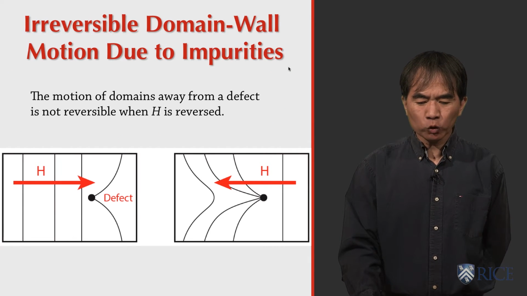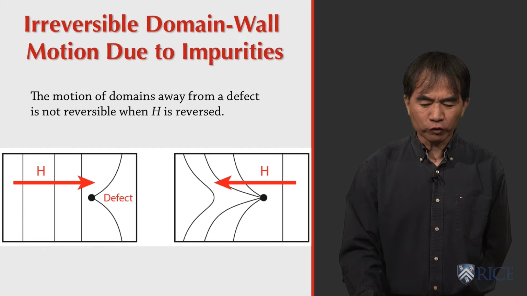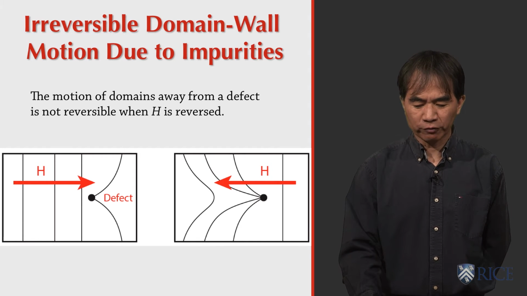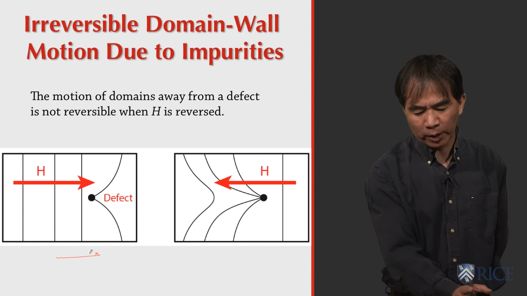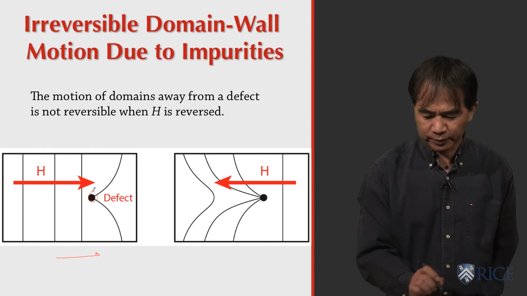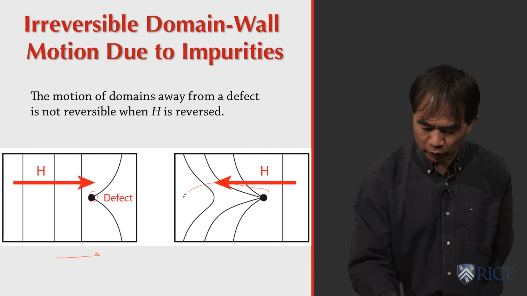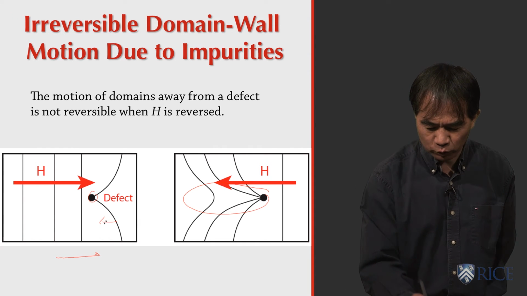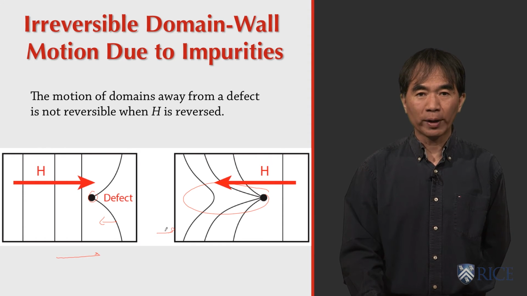The irreversible domain wall motion typically is due to the fact that you have impurities in the system. The motion of a domain wall from a defect is not reversible when the field is reversed, as illustrated in this picture. As you gradually apply magnetic field, and you have a defect, you have a situation like this. But when you apply field in the other direction, you would have a situation that is not symmetric with this situation. So this is when you have irreversible domain wall motion.